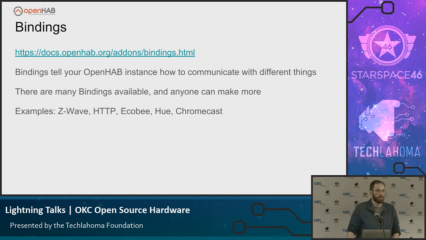Since it's all open source, though, if there's something you want to control that doesn't have a binding yet, feel free to go ahead and make one, or probably find someone online who's already working on it that you can help out there. But they do have a ton. There's just a few listed here: Z-Wave, HTTP, ecobee, Hue, Chromecast, all kinds of different things. If you go to the bindings list on their website, it scrolls for a little bit, and you can probably find what you want to control on there. And if not, you can probably find in the forum someone who's working on it. So that tells OpenHAB how to communicate with things.